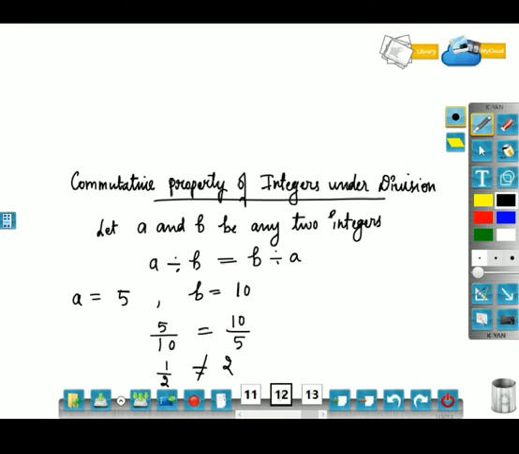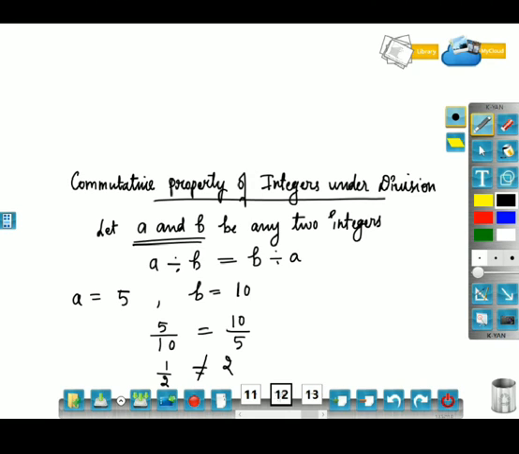According to this commutative property, we have already studied it for addition, subtraction, and division. In all these three cases, we always take two integers. If it is addition, we write a plus b is equal to b plus a. If it is subtraction, we write a minus b is equal to b minus a. Same way we check it for division: a divided by b should be equal to b divided by a.